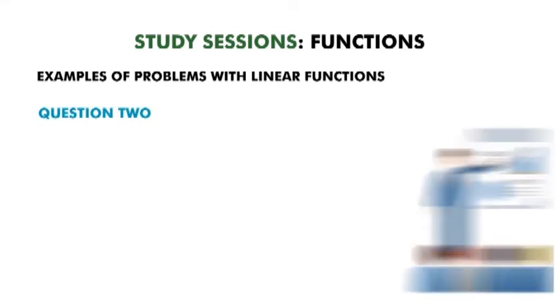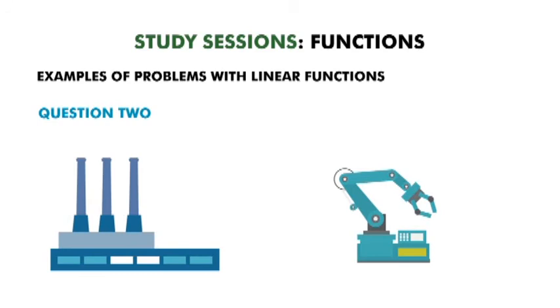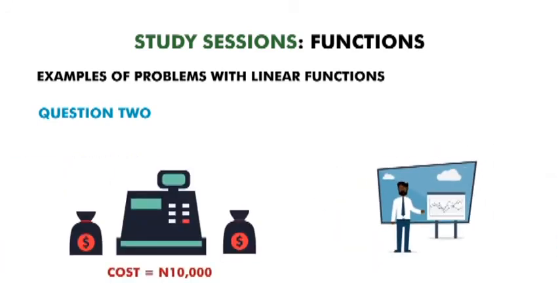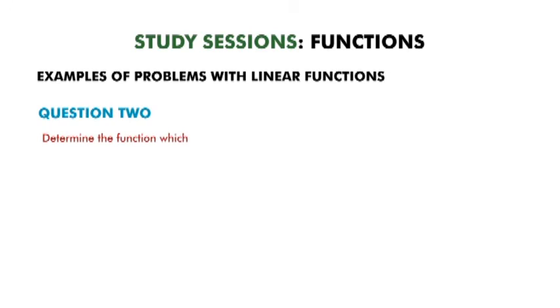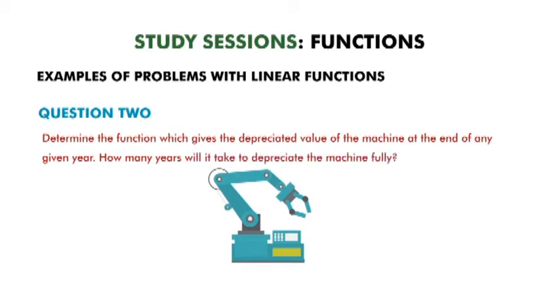Question 2. The management of a manufacturing company intends to purchase a machine which costs 10,000 naira initially. The cost accountant has estimated the rate of depreciation for that machine to be 1,000 naira per year. Determine the function which gives the depreciated value of the machine at the end of any given year. How many years will it take to depreciate the machine fully?